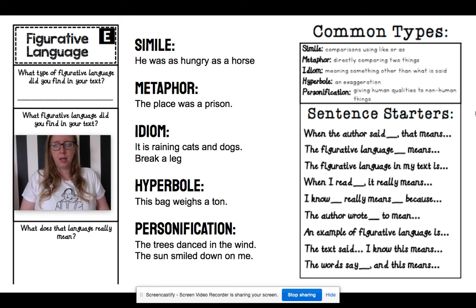Okay, some sentence starters you can use while talking about figurative language. When the author said blank, that means I know blank really means blank because the text said blank, but I know this means what, okay? Now, I didn't use an example from a book. I just wanted to take the time in this mini lesson to show you all the examples. So for your brochure, you're just going to say what type of figurative language did you find in your text and what you think that language really means.